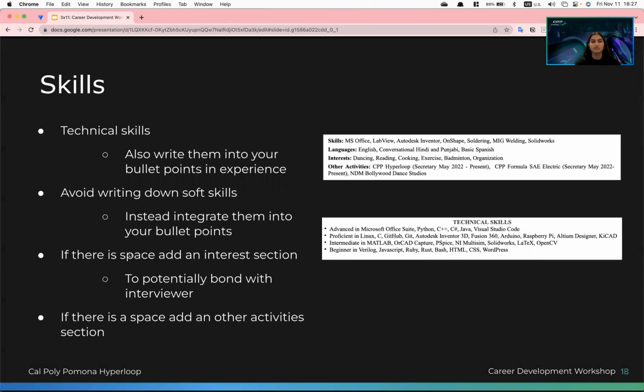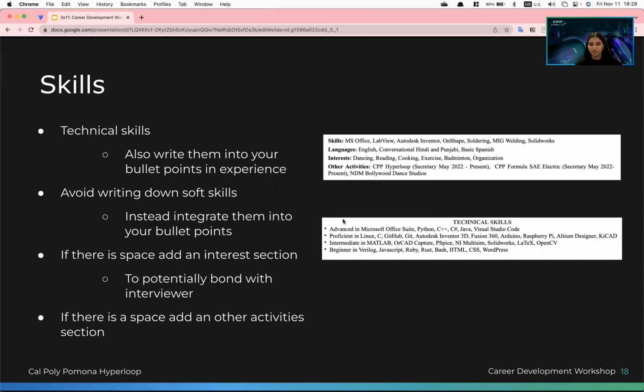Another thing to note is if there's space, this is optional, not needed, you can add an interest section. This is just maybe you can potentially bond with the interviewer to take it past just a professional thing and see, oh, it's also humanizing them a little bit. So I have some of my hobbies that I like to do. And then if there's space, you can add an other activities section. And that is stuff that didn't make it to my first experience section. So that was CPB Hyperloop secretary, SAE secretary, and then my dance group that I was part of.